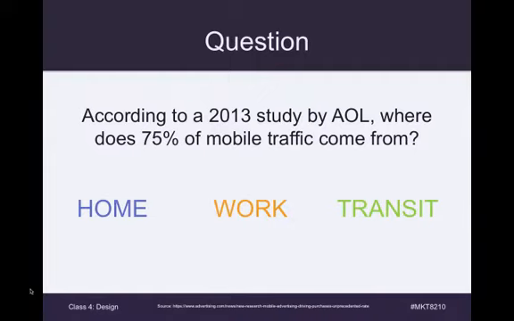Good question. So take a look at this. In 2013, 3 years ago, a study by AOL, America Online, huge company out of the US, tried to figure out where 75% of mobile traffic comes from. So where are people, when they're looking at their mobile phones, where do we think, folks? Are they at home, are they at work, or are they somewhere in between? Are they in transit, going from home to work, going from work to home, going from home to a friend's place or something? Where are 75% of people when they're on their mobile phones?